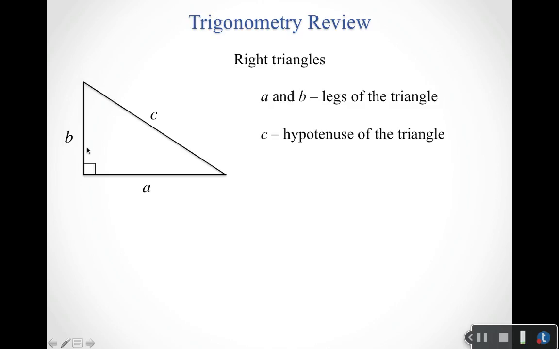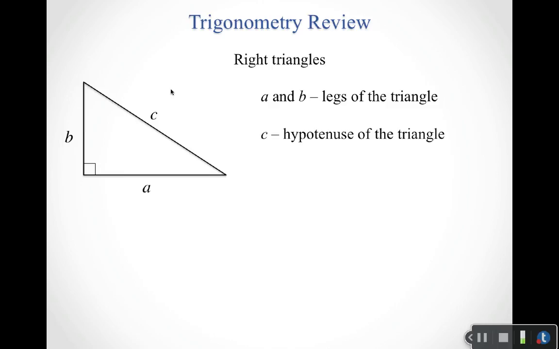So of course a right triangle is a triangle where one of our angles is 90 degrees. So here's our right triangle. And this leg and this leg of the triangle are perpendicular to each other. And so we're going to label these two legs A and B. And then the other side, the side that's opposite the right angle, that's called the hypotenuse. So here's our right triangle.